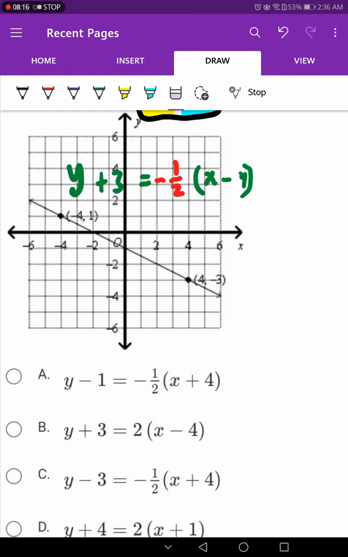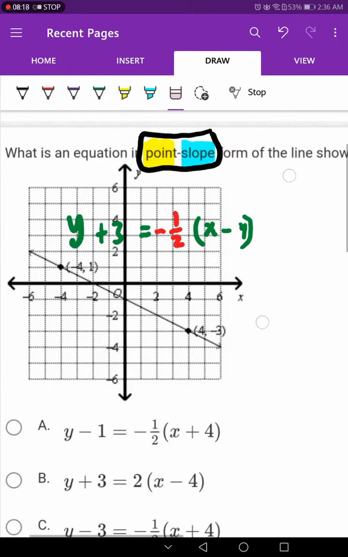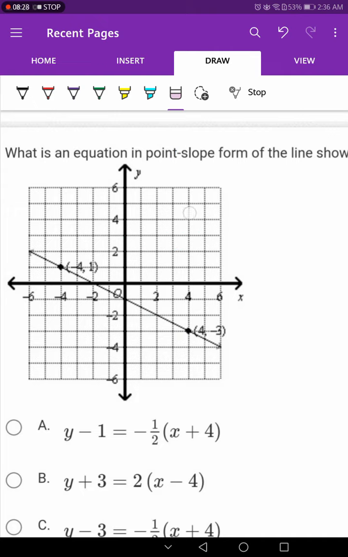Okay, my dear student, are you happy? Now what we learned here: how to write a point slope equation if I have a graph. Okay, let us move to the next example.